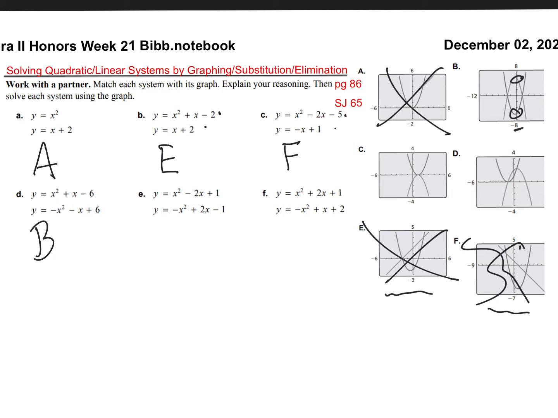Letter E, I got a +1 and a -1 y-intercept. Looks like C. A +1 and a +2. That definitely looks like D. So C and D. Those should be the right answers for that first part.